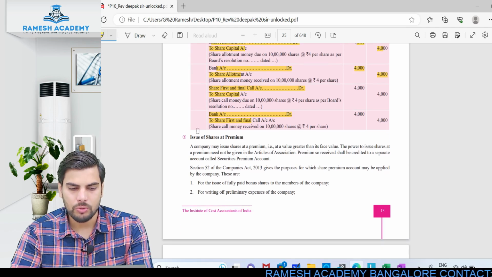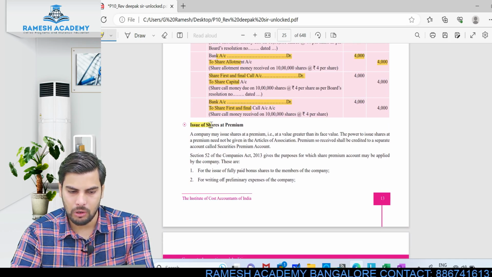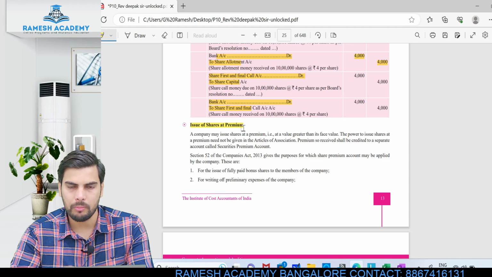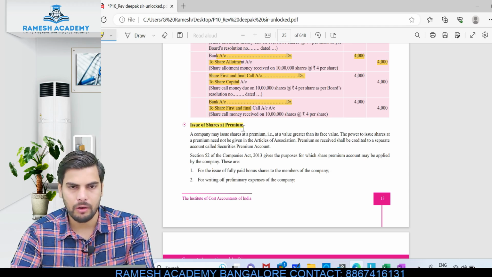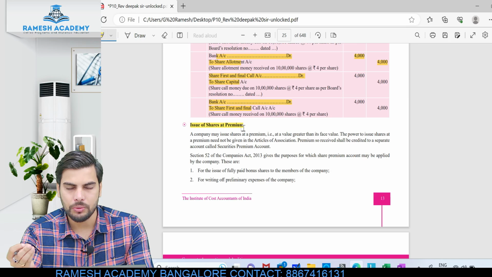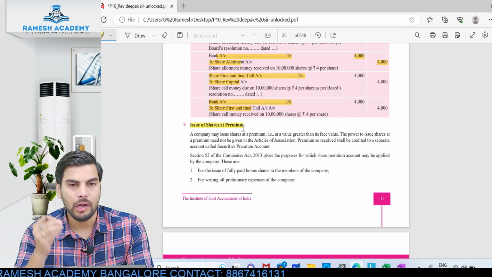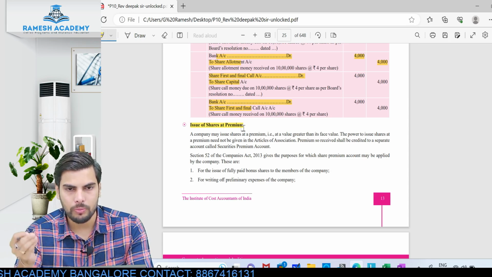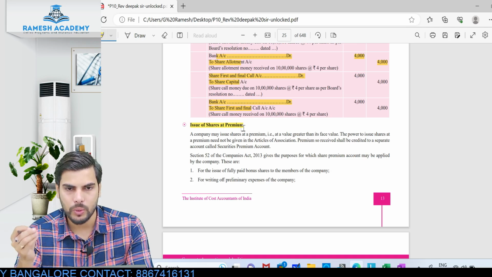Now let's move on to the next concept, that is issue of shares at premium. There are a few important points you need to remember; just try to remember those, more than sufficient. So what is premium? We've already discussed the meaning. Whenever the issue price is greater than the face value, for a 10 rupee share, if you are issuing it at 12 rupees or 14 rupees, it would be treated as if the shares are issued at premium.